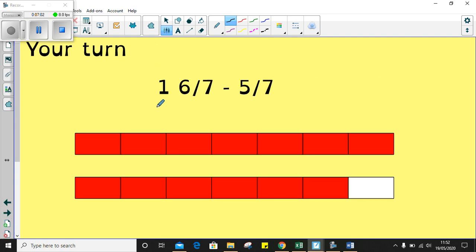So this time we've got 1 6/7 subtract 5/7. Right, I want you to have a go on this one on your own. Make sure you pause the video. I'm just about to explain how I work it out.